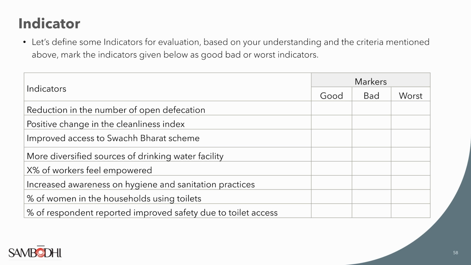Okay, so we have some indicators. We just told you what an indicator should be like. Let's have a raise of hands, alright? I'll just read out a couple of indicators. Tell me if you think it's a good, bad or worst indicator. My indicator is reduction in the number of open defecation.